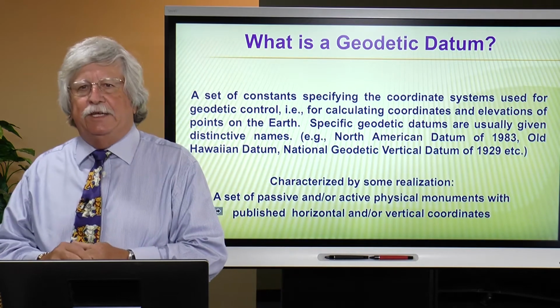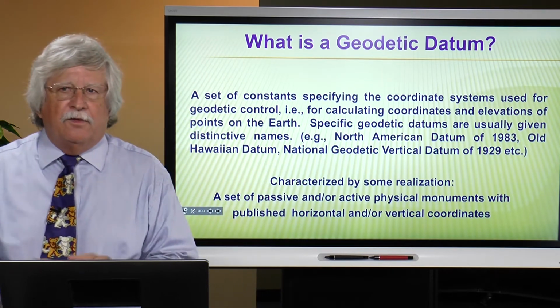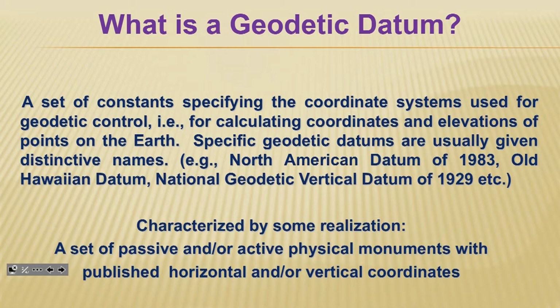What is a geodetic datum? This geodetic datum is a set of constants. In the case of a horizontal or geometric datum, it defines the origin of coordinates, the size and shape of the Earth, and the orientation of our coordinates.